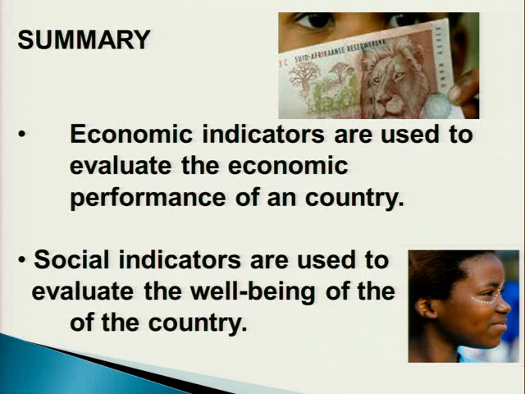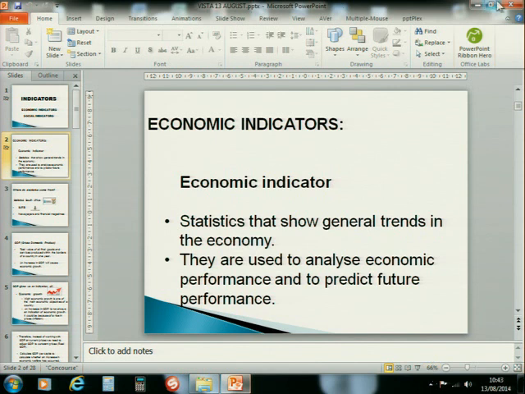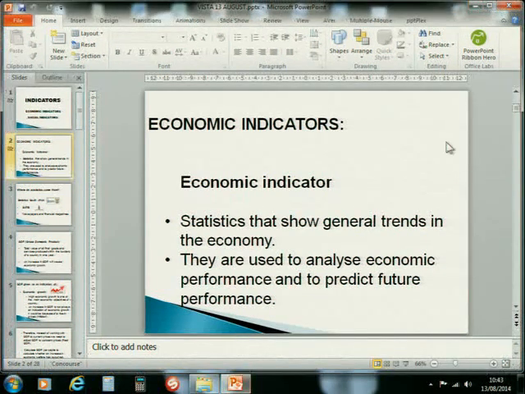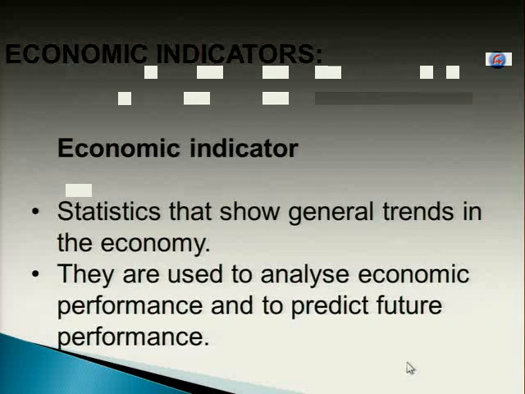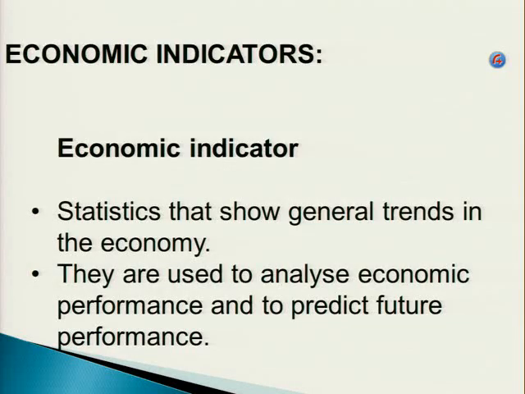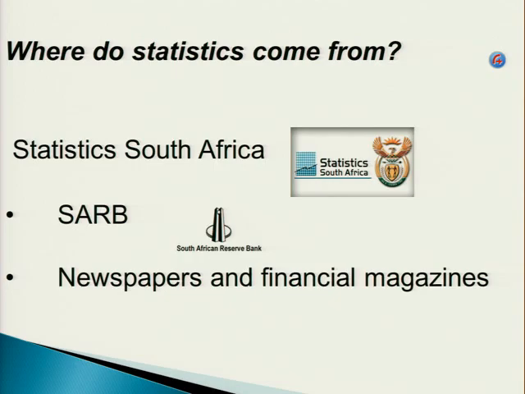Now, grade 12s, let's quickly revise. We quickly go back to the beginning, and then we are going to show you quickly the rest of what we have done today. Now, the first one that we have there was our economic indicators. I said to you that economic indicators have to do with the performance of the economy. That's where we are getting our information: Statistics South Africa, the Reserve Bank, and newspapers. Make sure that you stay up to date with the current economy by reading newspapers and magazines.